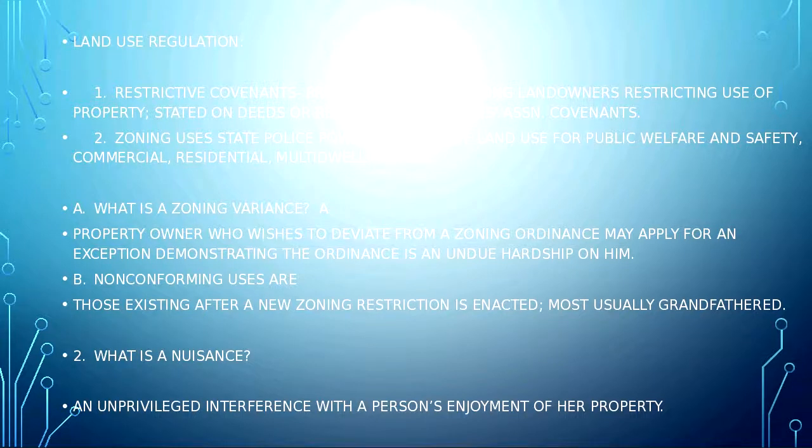They don't always get approved, but the classic case is when there is a new zoning ordinance, and usually they grandfather in everybody else who's already got property within the zoned area. What are non-conforming uses? Those are uses that exist after a new zoning restriction is enacted, and that usually involves those people who've been grandfathered in. But when the property has been resold, that may create some new issues.